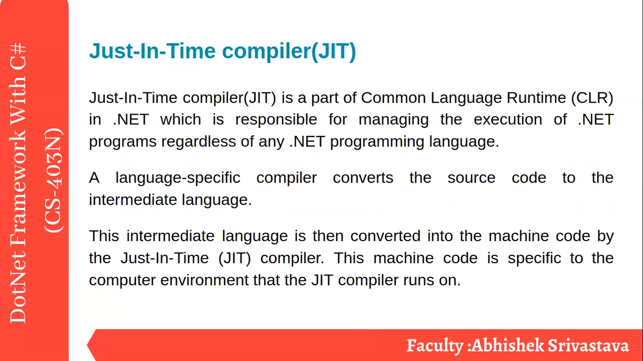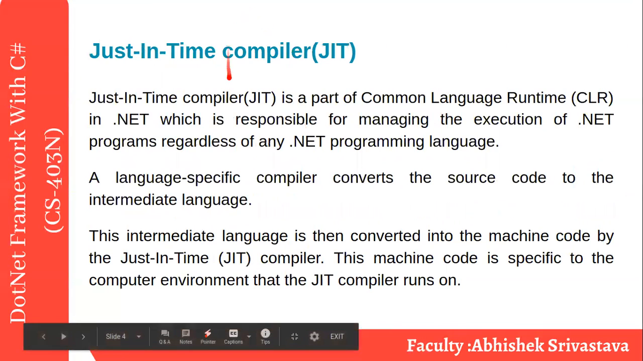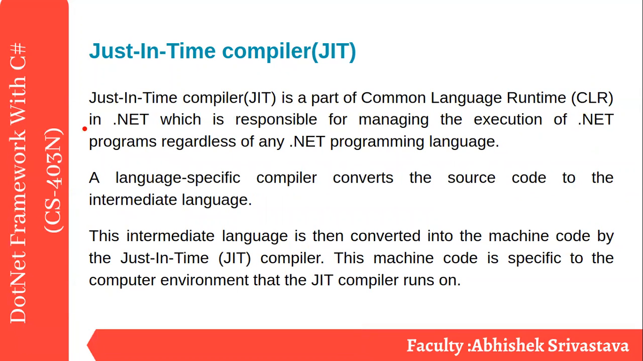All right. Now, what is a just-in-time compiler? A just-in-time compiler is a part of the common language runtime in .NET. It is responsible for managing and executing .NET programs regardless of the .NET programming language. Keep in mind it is a part of CLR, because it resides inside the CLR and is responsible for managing and executing .NET programs.